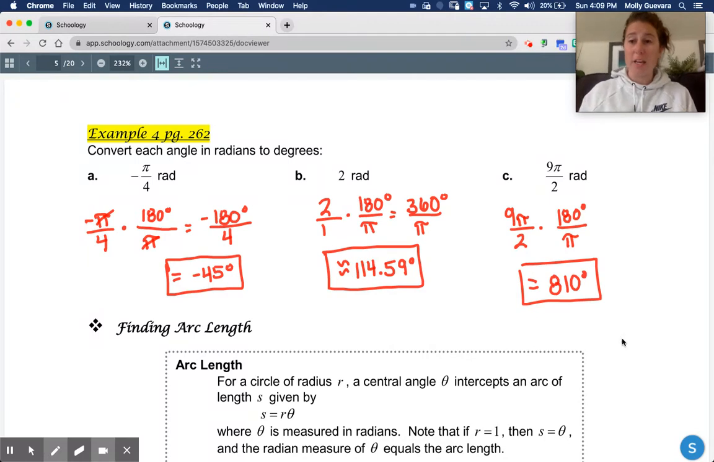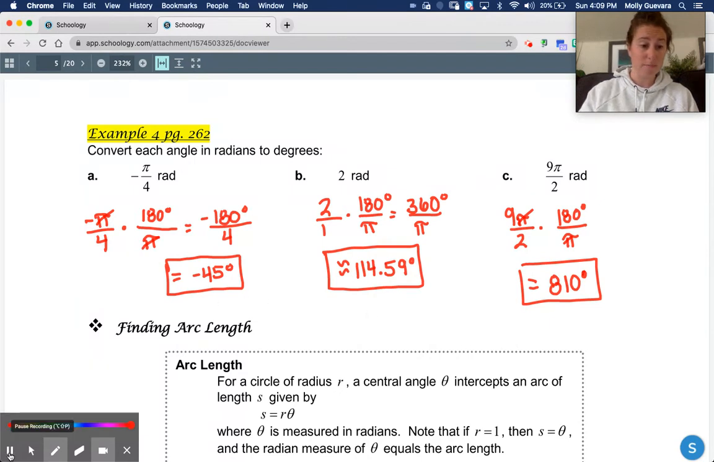Okay, so for B, even though it doesn't have a pi, it's still radians, so the pi still needs to go on bottom. And then I just did this in my calculator. 360 degrees divided by pi was about 114.59 degrees. And then C, same thing, the pi's will cancel, and you should get 810 degrees there. So hopefully that's nothing too crazy. If you need help on that, make sure you reach out and let me know. But let's move on and look at how do we find the arc length of things.